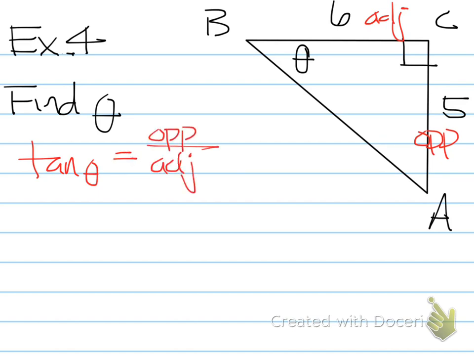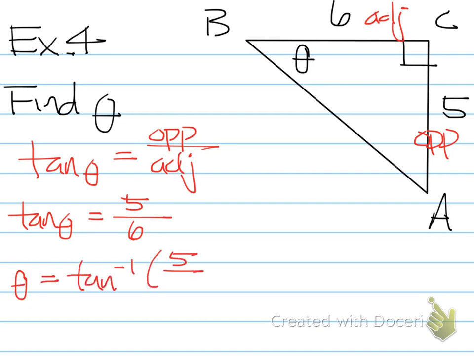So the tangent of that angle measure will equal the opposite side over the adjacent side. Opposite side is 5, adjacent side is 6. And since we're trying to find the angle measure, we're going to take the inverse of tangent to isolate that theta. So theta will equal the tangent inverse of 5 over 6, or arctangent. And once we plug that into our calculator, arctangent of 5 over 6 is approximately 39.8.